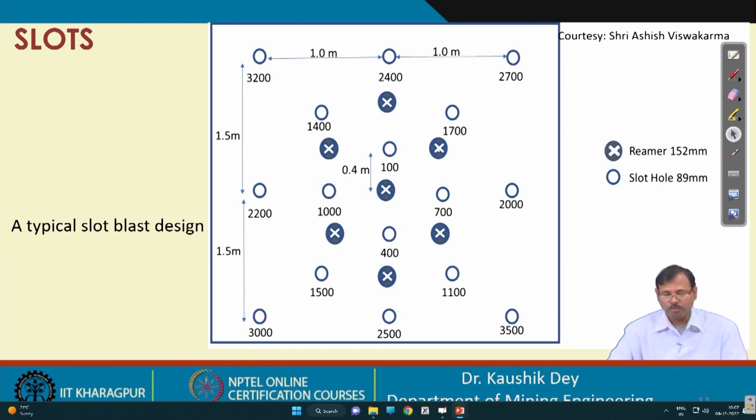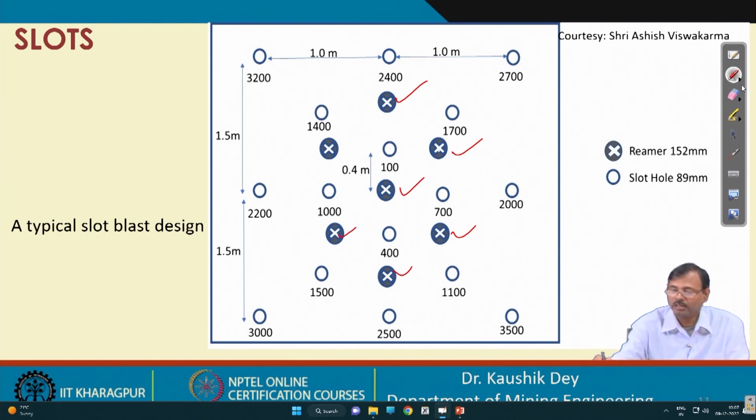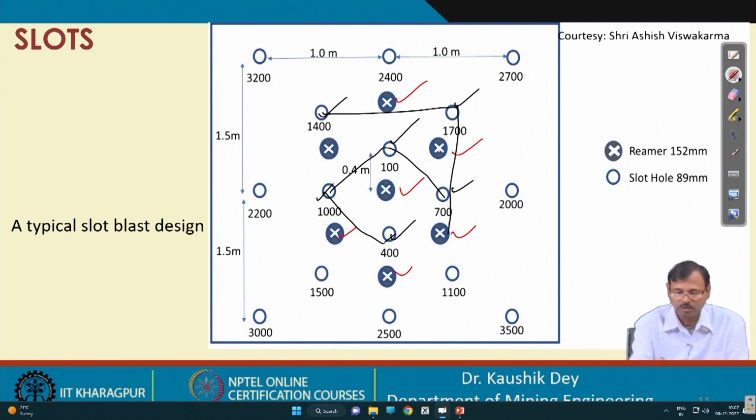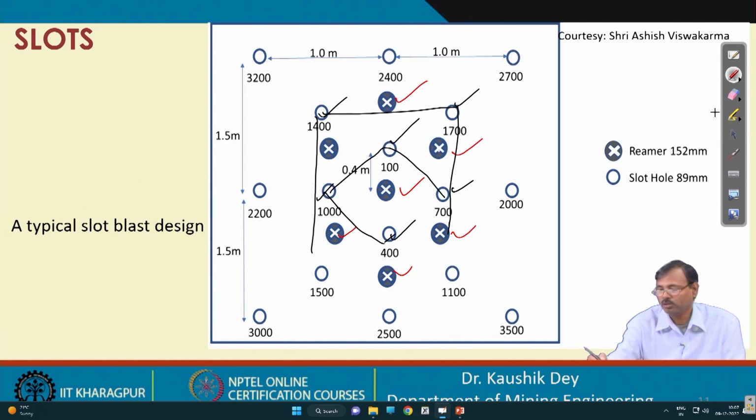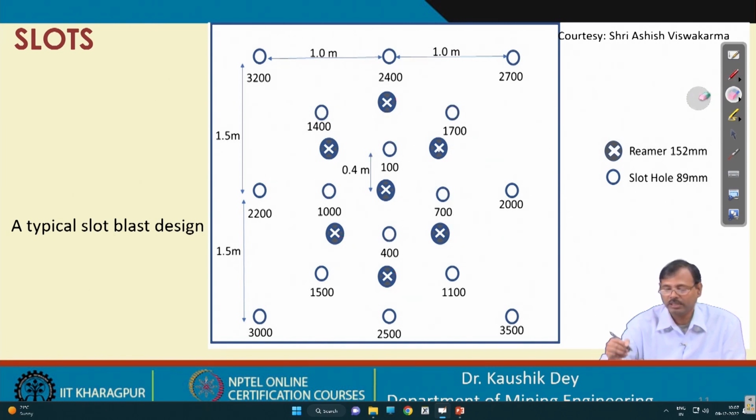So, this is the blasting practice carried out, and you can see these are the empty holes, these are the empty holes, and these are the charged holes. So, this is also a typical 4 square type burn cut. Okay. So, that is practiced at this particular mines.